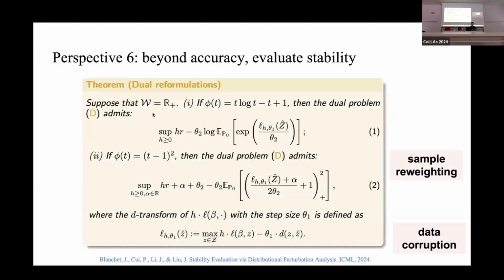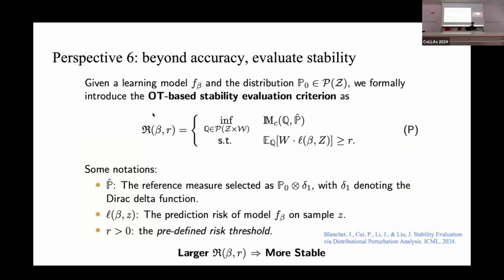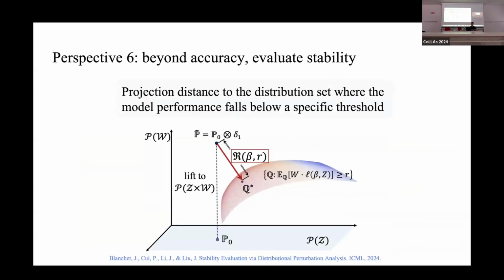And after some dual reformulations, we can have a tractable optimization way to calculate our stability notion. And actually, our framework will produce two things. The first one is a stability measure that can compare the stability of different models. And the second one is that we could actually find this most sensitive distribution Q star here.